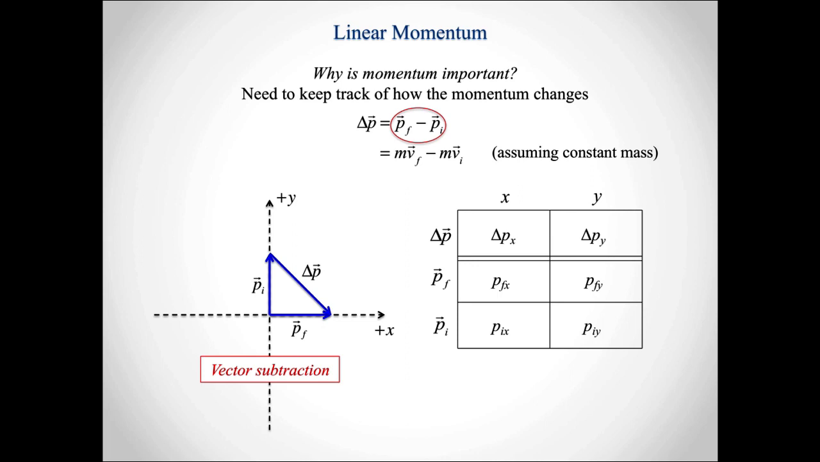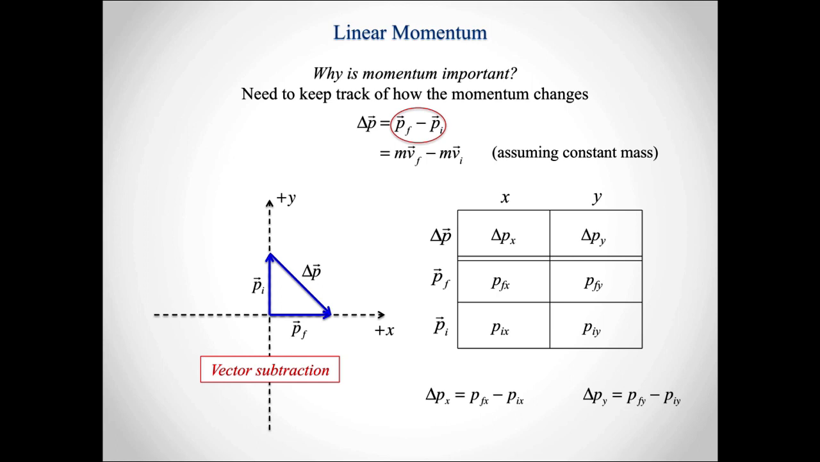So I can take my table and set up these two equations. In general, the x component of the change of momentum is nothing more than the x component of the final momentum minus the x component of the initial momentum. And the y component of the change in momentum is nothing more than the y component of the final momentum minus the y component of the initial momentum. So here's in general how we define the x and y components of the change in momentum.